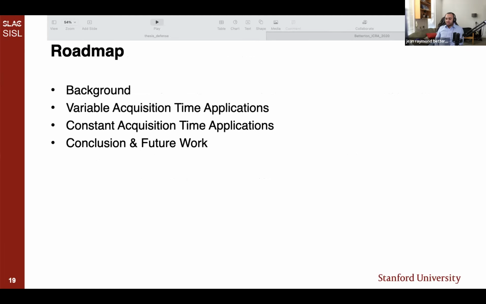All right. So now I'm going to go over what you can expect the rest of my talk to be about. First, I'm going to cover some background that is relevant for both research projects that I will discuss. Then I'll discuss the research projects that I worked on. And then lastly, I will conclude and touch on some future work. All right, so let's do background.